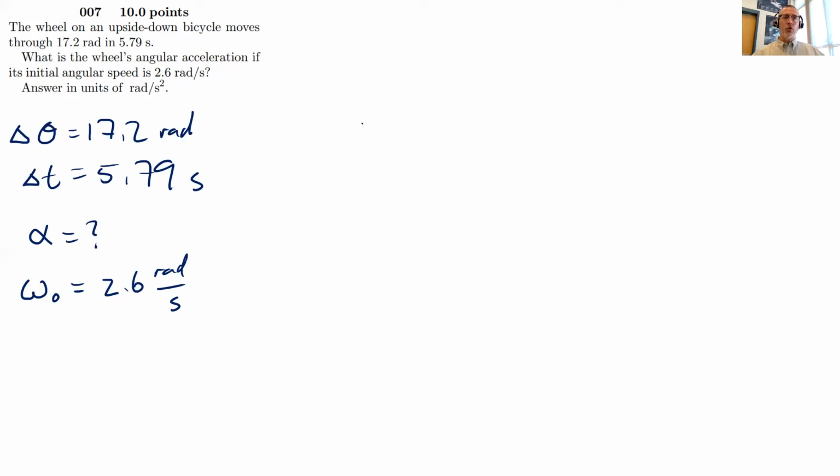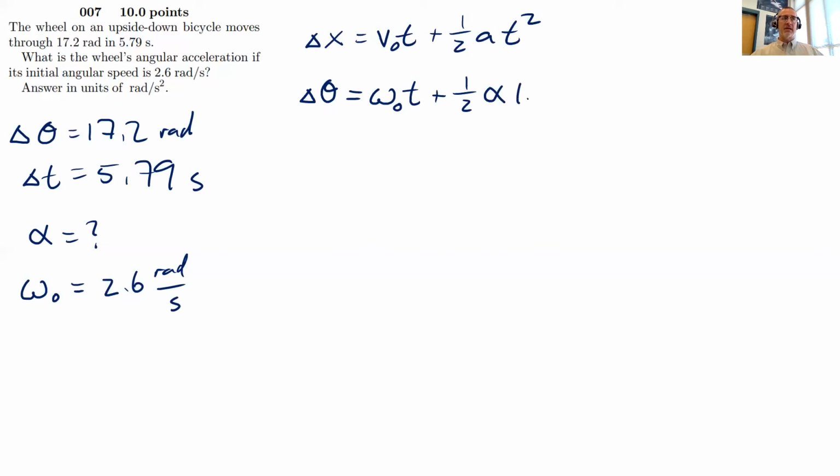Now, if you remember your kinematics equations, we had our 4 kinematics equations, and one of them was that my displacement was going to be my initial velocity times time plus 1/2 my acceleration times time squared. And this equation did not have the final velocity. Well, this is the same sort of thing. We're going to have the equation of motion for angular acceleration, and it's going to say that my change in angular position is going to be my initial angular velocity times time plus 1/2 of my angular acceleration times time squared.